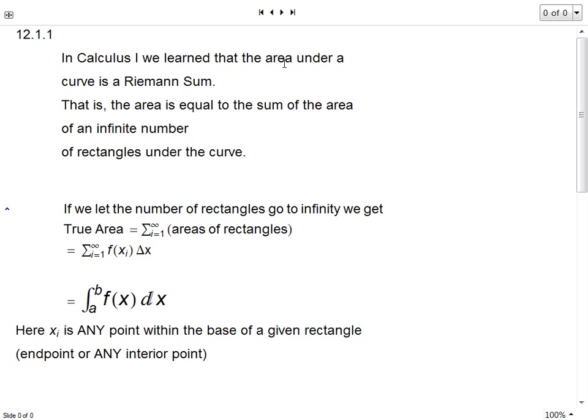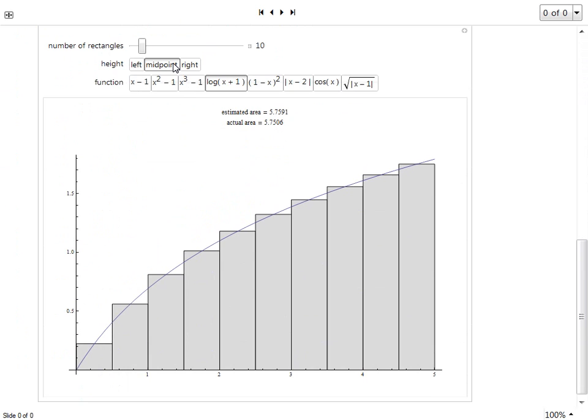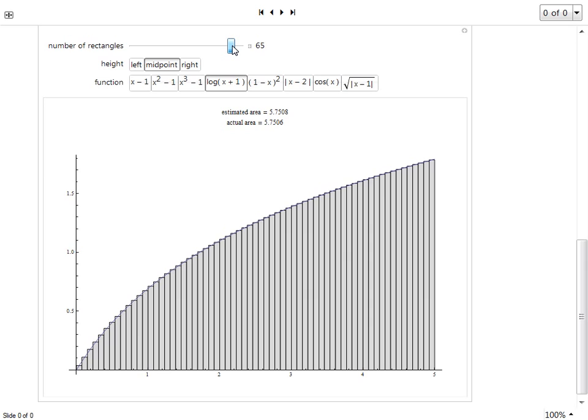So that's what we did in Cal 1. I have a picture here. Here's some rectangles. If we add up the area of those rectangles, we get an approximate area. Here's the actual true area underneath this blue curve, and then there's the estimated area with those rectangles. The idea from Cal 1 was that if we make more rectangles, our estimated area starts to approach the value of the true area, and it gets closer and closer.